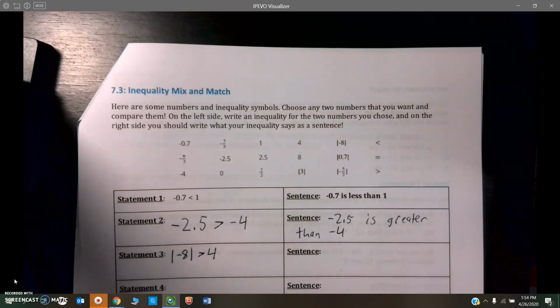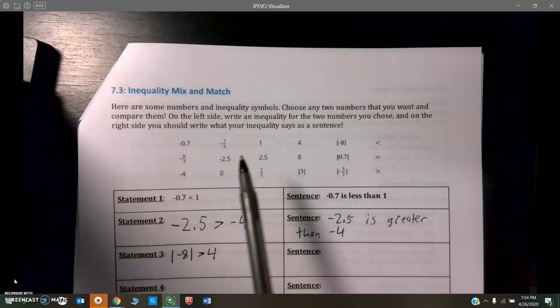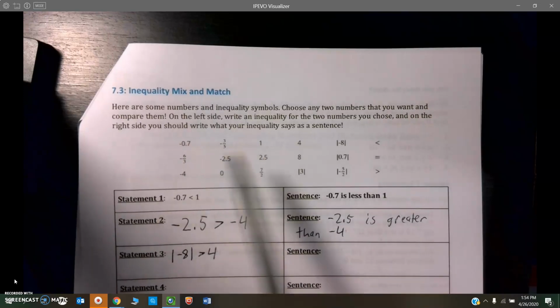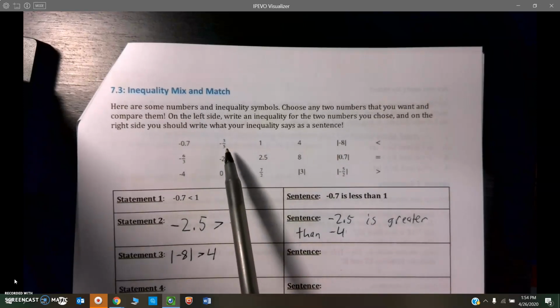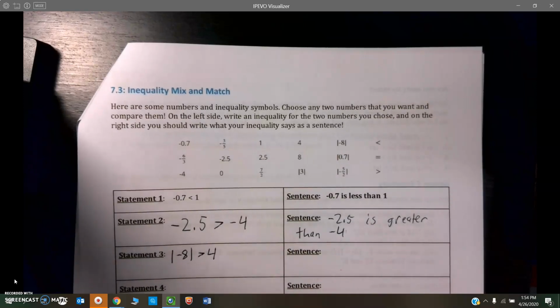So the name of this activity is Inequality Mix and Match. At the top of this table, you'll see a list of different values, different numbers. Some are positive, some are negative. They're all rational numbers. Some are whole numbers, fractions, decimals, all that good stuff.